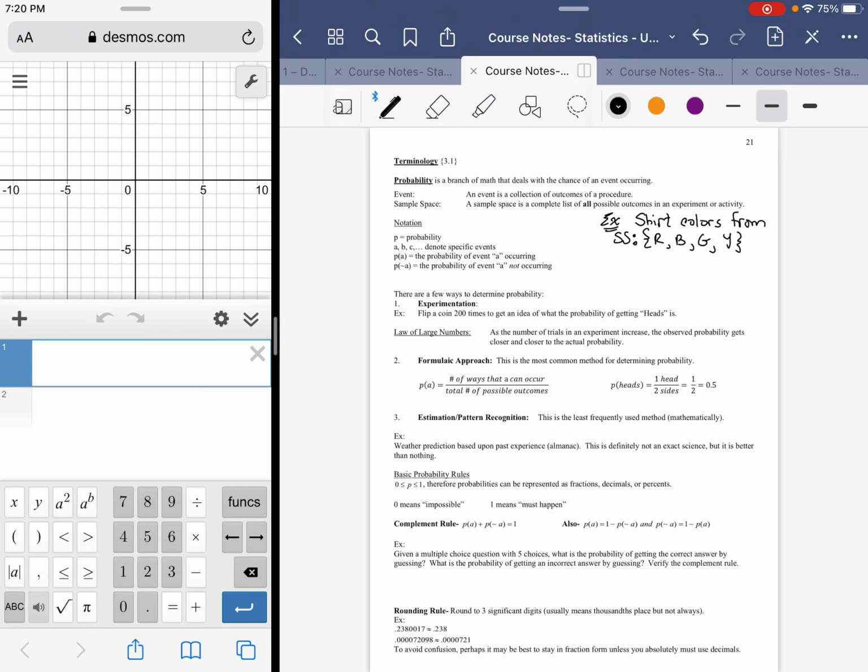Is that an exclusive sample space? Probably not. Those are just the colors that I have, for example. Yeah, well, I'm wearing an orange one right now, so I'm already kind of breaking my own example.